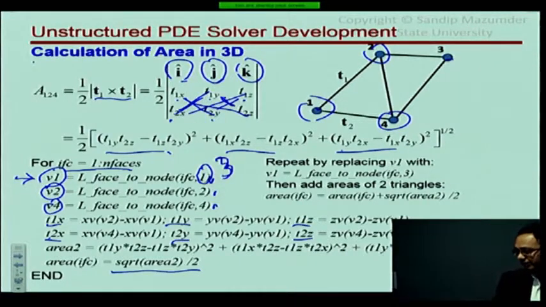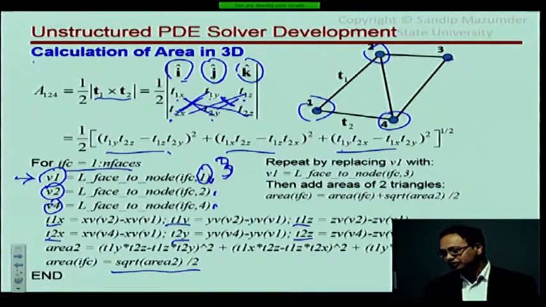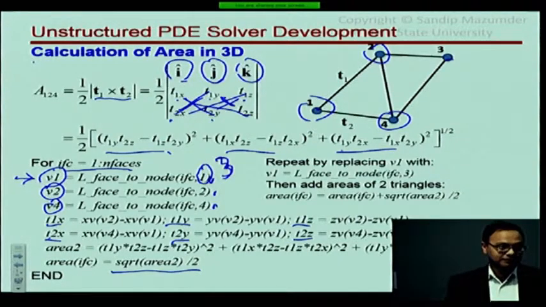And then you repeat that. So you can just call V1 equal to L face to node of IFC comma 3. That's all. All right, and then repeat the calculation and then finally add the two areas. Any questions on that? So this is just straightforward application of concepts we know from elementary geometry.